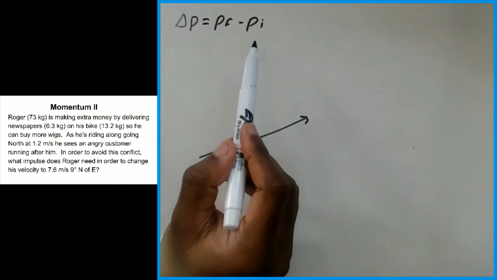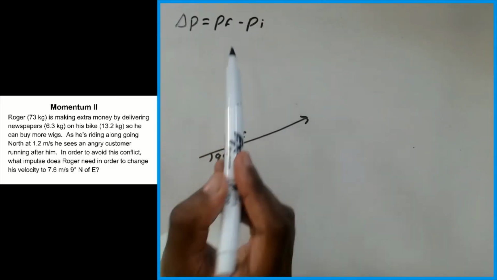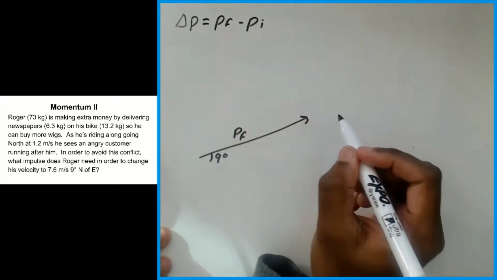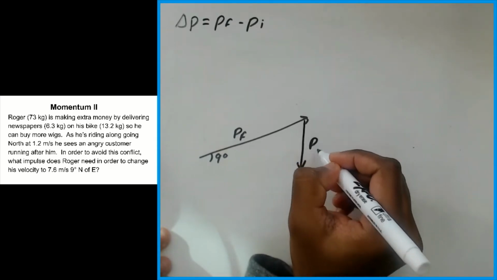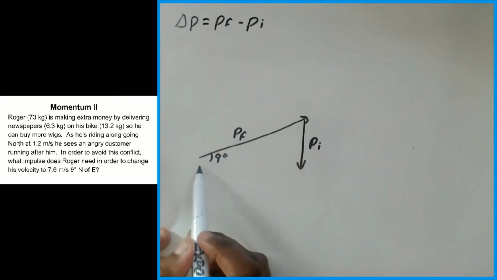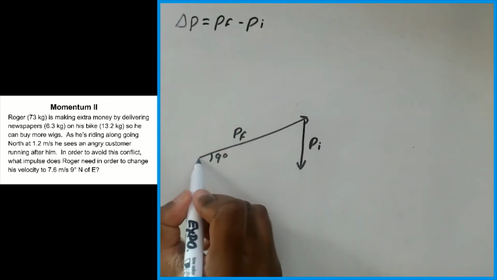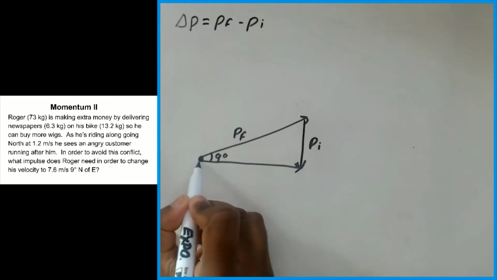So essentially what we're doing is adding the opposite of the vector that we're subtracting. So in this case, PI is going north, so we're going to be drawing it going south, which is the opposite. And the resultant is going to be the change in momentum, which is the impulse. So it would look something like this.